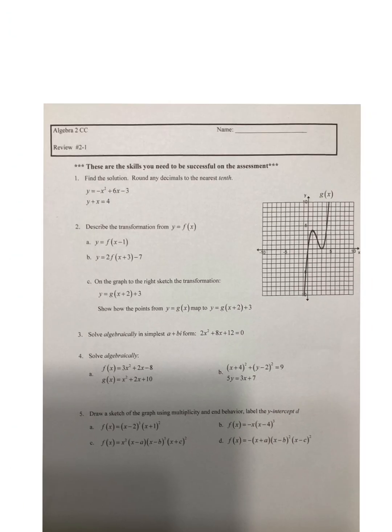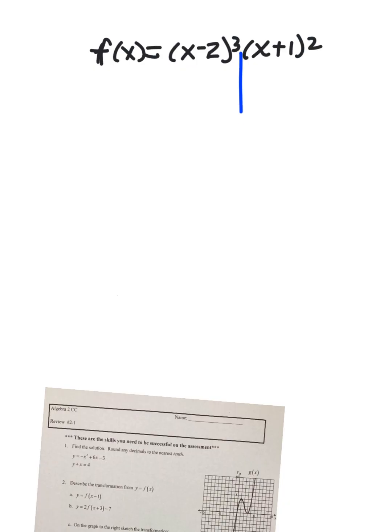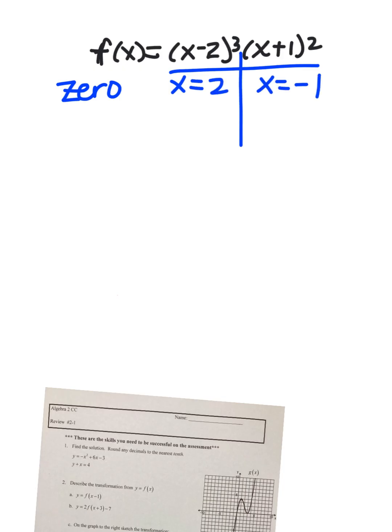Okay, so let me just minimize this and I'll write the first one down. I'm going to write A. All right, so 5A. That's f of x equals x minus 2 cubed x plus 1 squared. All right, so it's already factored, so I just have to make my t-chart, get my zeros. So I get x equals 2 and x equals -1. Now I want the multiplicity.